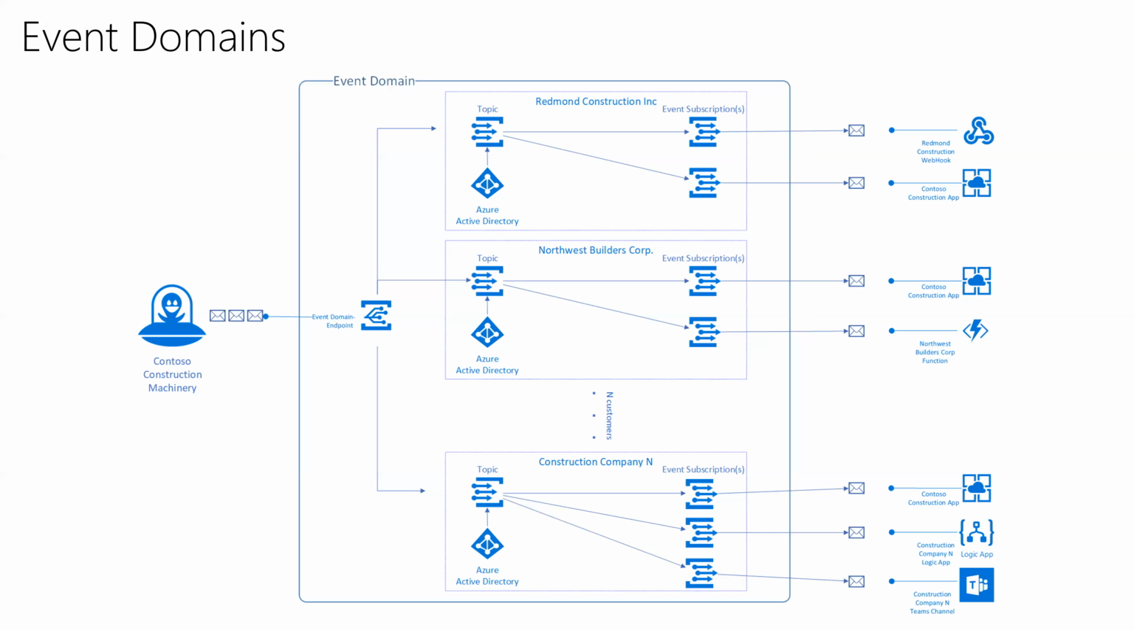It's fairly straightforward. What happens if we have multiple subscribers, but not all of those subscribers should be able to receive one or the other type of message? Well, in that case, rather than creating multiple topics or a topic per customer, there could be a single topic with an event domain endpoint, which can control, using Azure Active Directory, which customers can retrieve what message types.